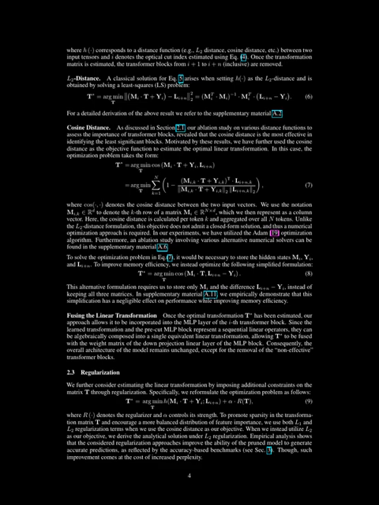T* = argmin_T Σ_k [1 − cos(M_i^k T + Y_i^k, L_{i+n}^k)] (Equation 7), where cos denotes the cosine distance between the two input vectors. We use the notation M_i^k to denote the k-th row of a matrix M_i ∈ R^{n×d}, which we then represent as a column vector. Here, the cosine distance is calculated per token and aggregated over all tokens.